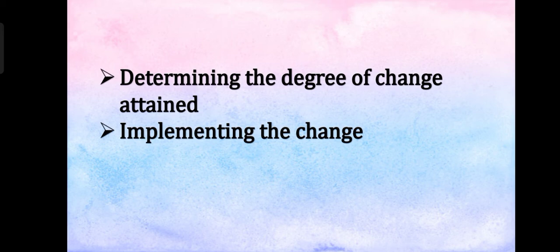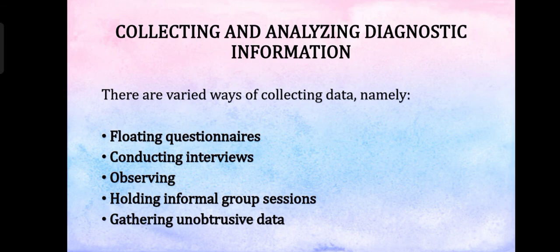So enough of the diagnostic process. Let us now move on to collecting and analyzing diagnostic information. So another important aspect of the change process is data collection. There are varieties of way in which an organization can collect data. These are the plotting questionnaires, conducting interviews, observing, holding informal group session, and gathering unobtrusive data.